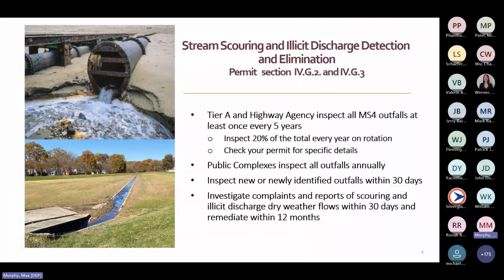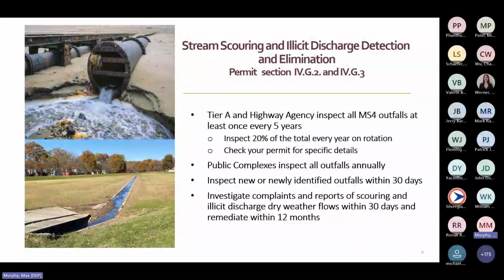All Tier A and highway agency MS4 outfalls are to be inspected for stream scouring and illicit discharge at least once every 5 years. Permittees must inspect at least 20% of the total annually on a rotation so that all outfalls have been inspected by the end of the 5-year permit cycle. Public complex MS4 outfalls are required to be inspected every year. Please check your specific MS4 permit for any additional requirements.